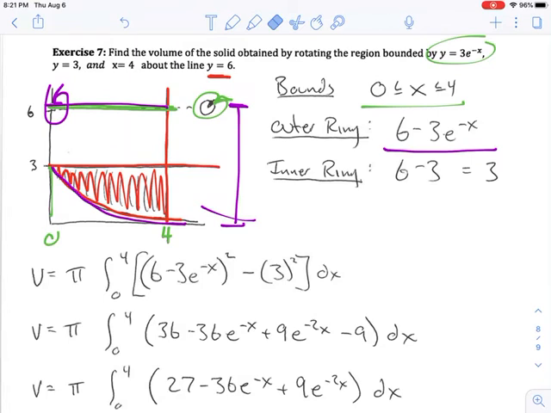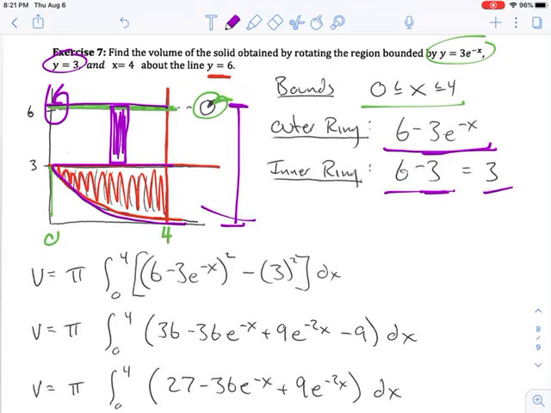The inner ring is going to be the distance from my inner function. So that's just this distance here. My inner function is the function y equals 3. So what's the difference between y equals 3 and y equals 6? Take the difference between them again. Same thing: 6 minus 3, which is just 3. Think about that a little bit. Kind of visualize it in your mind.